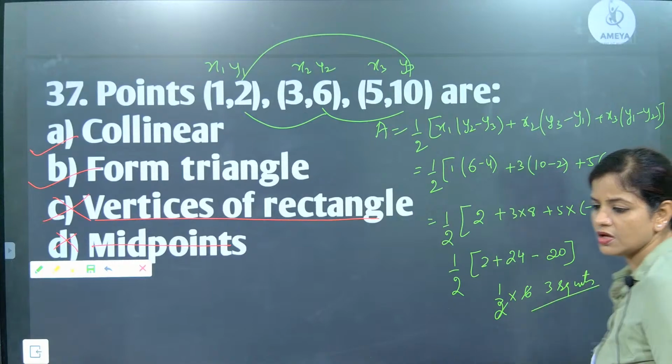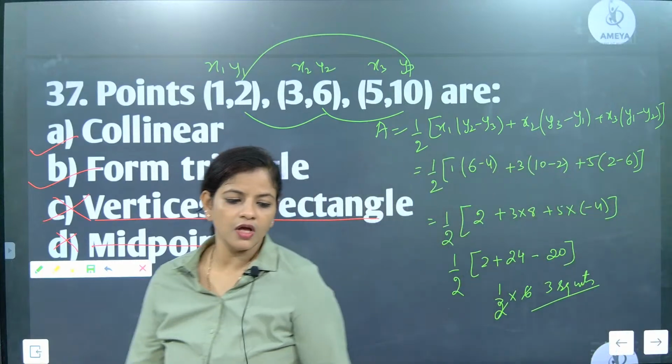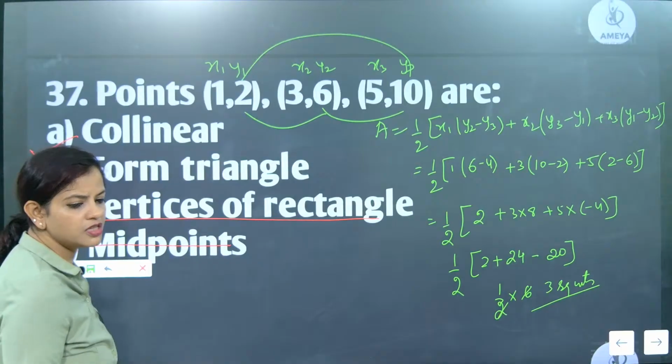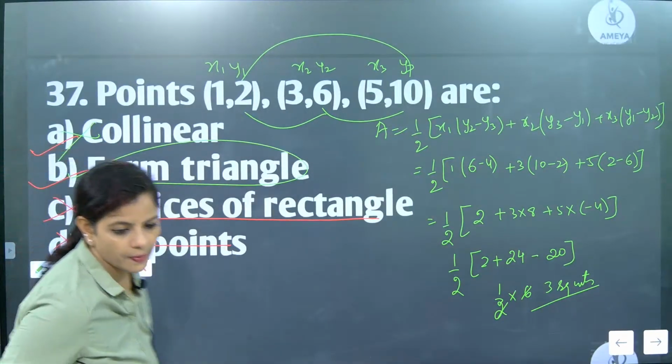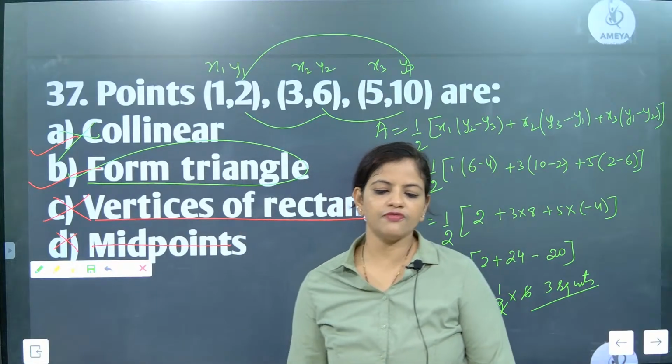Is the area of the triangle 0 or non-zero? The area of the triangle is not coming as 0. So these points are forming a triangle. They are not collinear. Yes, they are forming a triangle.